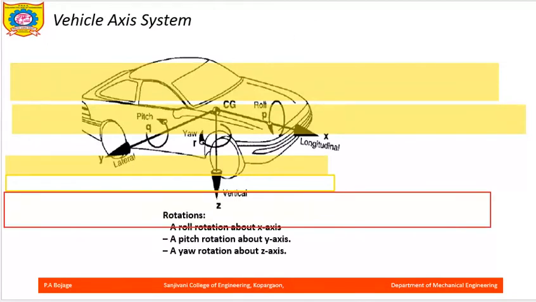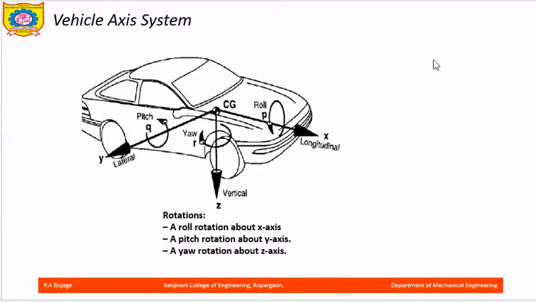Now, let us discuss the vehicle axis system. In this diagram you can see the center of gravity of the vehicle. CG is the point where the entire weight of the body is supposed to be concentrated. Now, this axis is the x axis, this axis is the y axis, and the axis vertically downward is the z axis. Okay. Now, along the x axis, what happens?